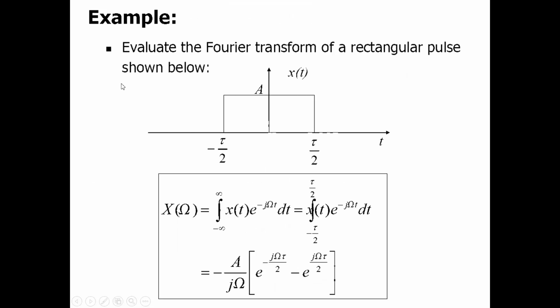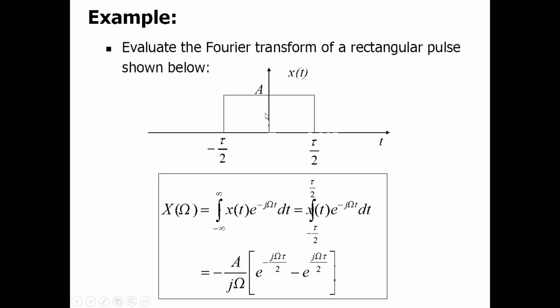Now let us take an example. Evaluate the Fourier transform of a rectangular pulse shown below. The rectangular pulse has amplitude capital A and it varies from minus tau by 2 to tau by 2 along the time axis. All right. Now we have to take its Fourier transform. The Fourier transform formula is this.